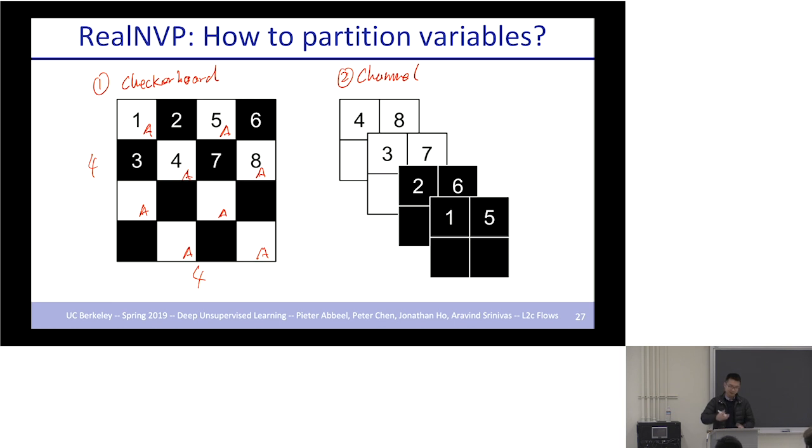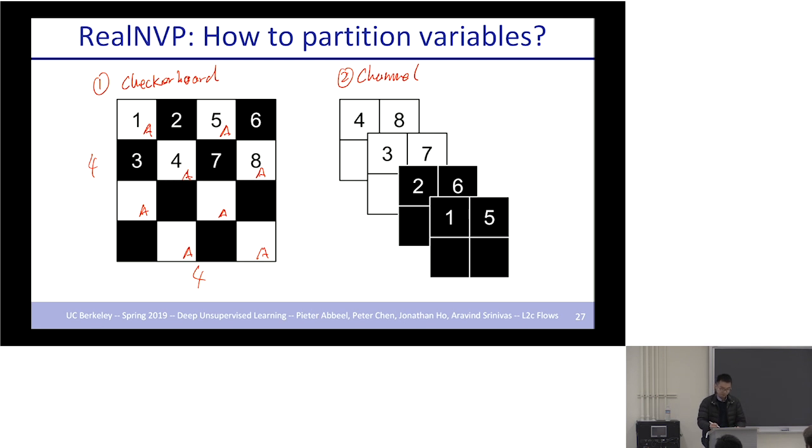Basically, in the first layer, you would condition on the white pixels and then transform the black pixels. And then in the second layer, you would condition on the black pixels and then transform the white pixels. And then they alternate to get more expressivity. The reason you do that is if you don't, then half of the image is just random Gaussian, and the other half is some independent Gaussian transformation depending on the first half. So you cannot get much expressivity out of it.